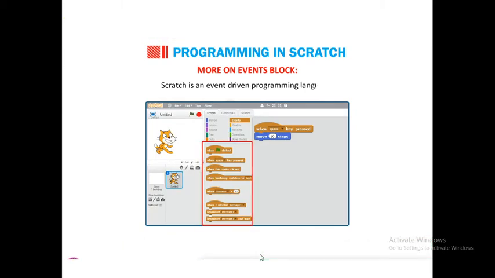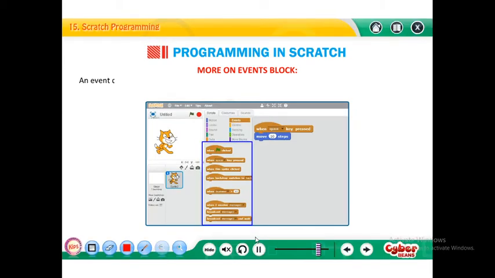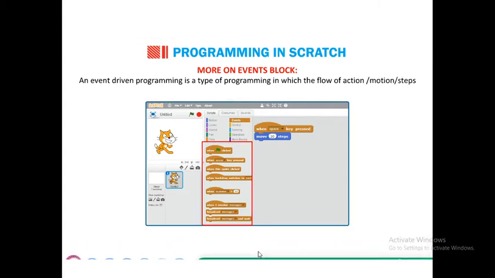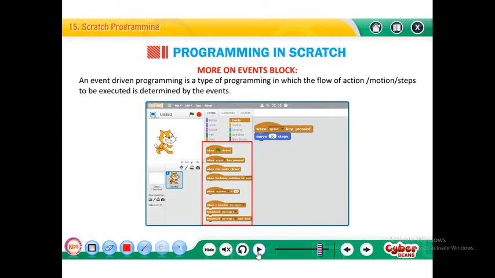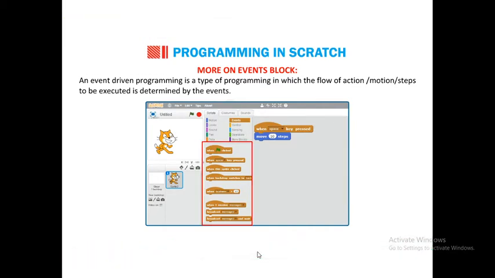So, more on events blocks. Scratch is an event-driven programming language. So what is event-driven programming? It is a type of programming in which the flow of actions or steps to be executed is determined by events. So what happens?